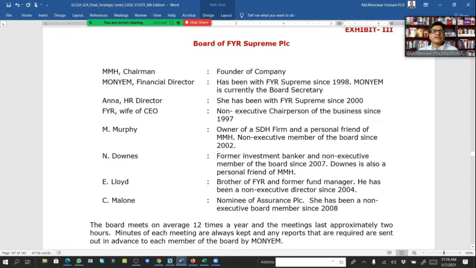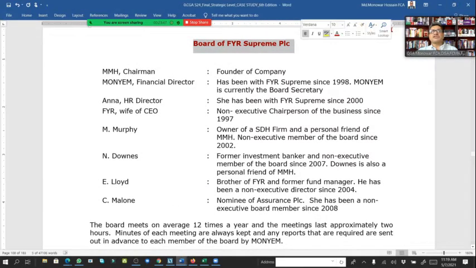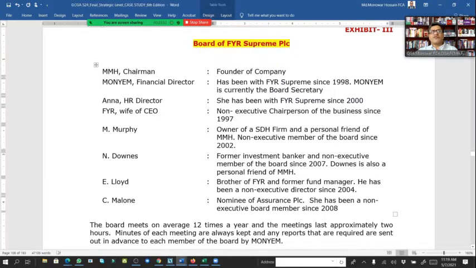So here is the board composition of the company. MMA is now the chairman. He's the founder of the company. His son is the finance director from 1998. He is also taking the board secretary job. His daughter is an HR director since 2020.